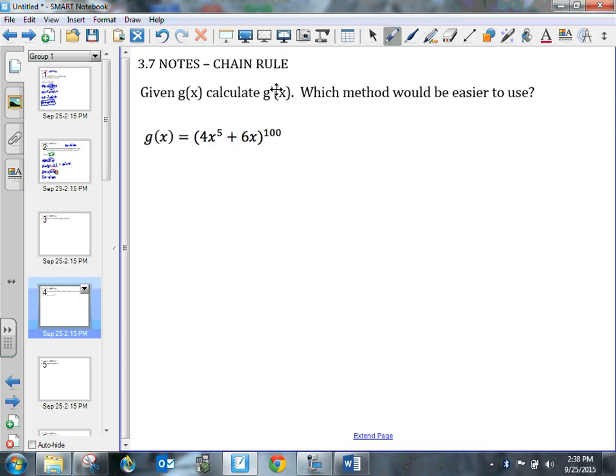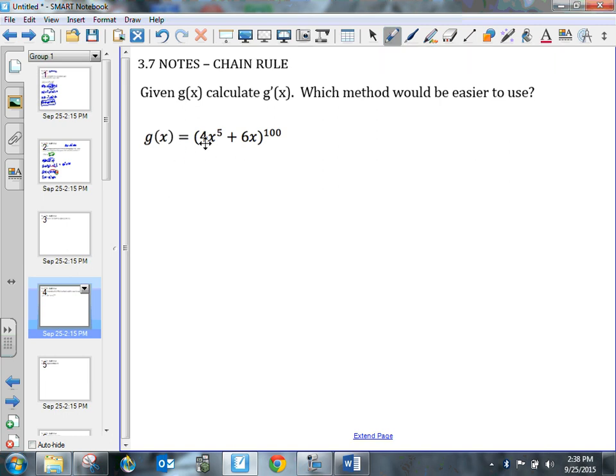Now, here's the thing. Here's why we would need something like the chain rule. If I wanted to calculate the derivative of this function g, doing the old way, I would have to multiply out this binomial 100 times, and I would get a very, very, very long polynomial. But you know what, guys? We don't have time for that. Ain't nobody got time for that.